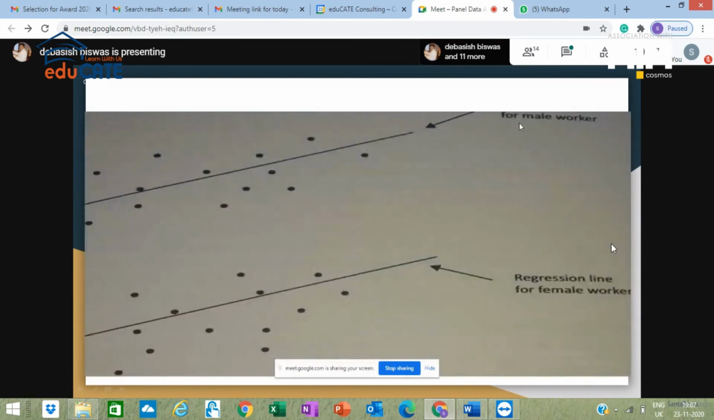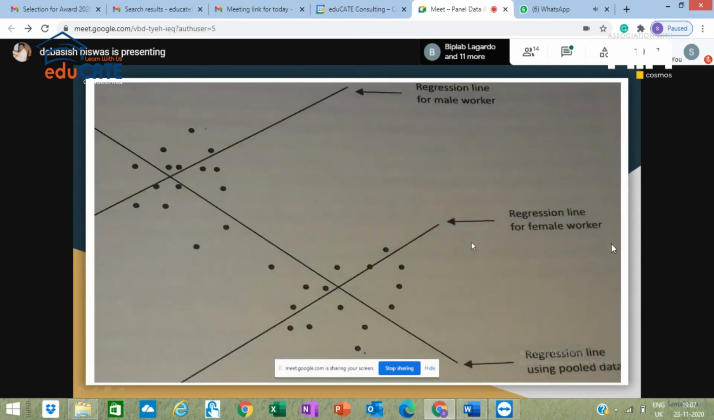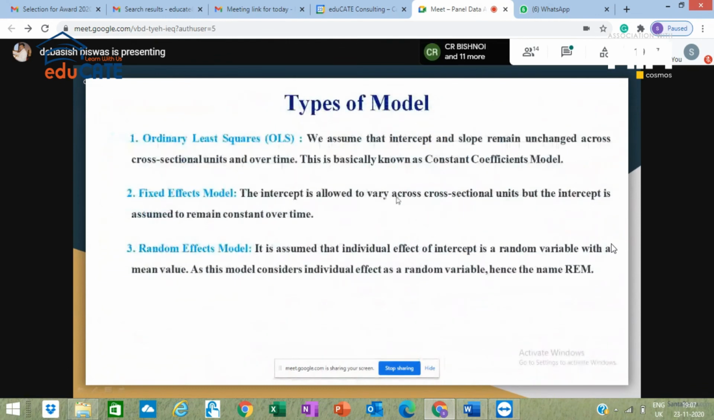The intercept, this is the male worker, this is the female worker. In case of female worker, this is the intercept. In case of the male worker, this is the intercept. So our assumption says the intercept is changing across the cross-sectional units. Intercept is allowed to change across the cross-sectional unit, but the intercept does not change. It remains constant over time.